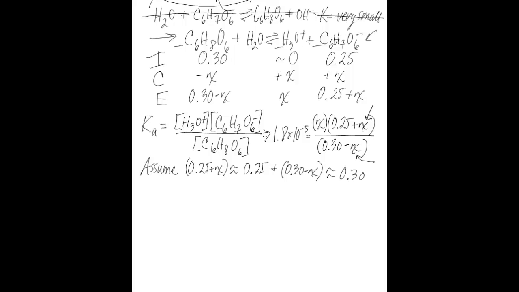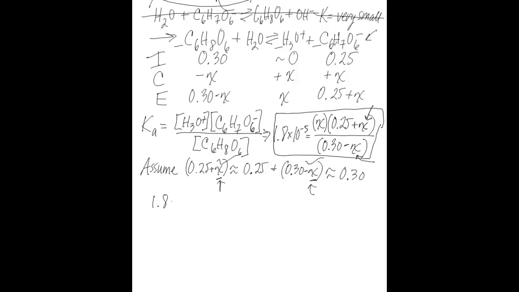So what we're really saying in both of these cases is that the X value is so small that adding it to 0.25 or subtracting it from 0.30 is not going to change those initial concentrations of 0.25 and 0.30. So let's test that assumption. To test the assumption, we're going to go back to this equation here and just get rid of those X's, solve for X, substitute X back in here to see if this assumption actually holds.